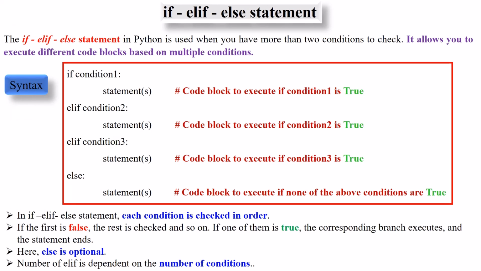The if elif else statement in Python is used when you have more than two conditions to check. It allows you to execute different code blocks based on multiple conditions. In an if elif else statement, each condition is checked in order. If the first is false, the rest is checked, and so on. If one of them is true, the corresponding branch executes, and the statement ends. Here, else is optional. The number of elif is dependent on the number of conditions.